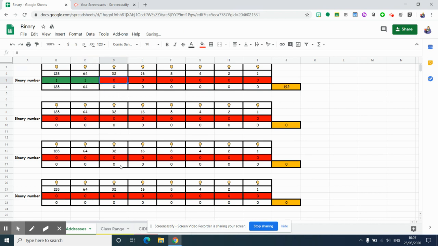We've got 192, so the 128 and the 64 are on, and then we need 168. So I don't want the 32 and I need the 8. So we've got the 128 on, the 32 on, and the 8 on, which gives us 168. So it's 10101000. So it's 128 plus 32 plus 8.